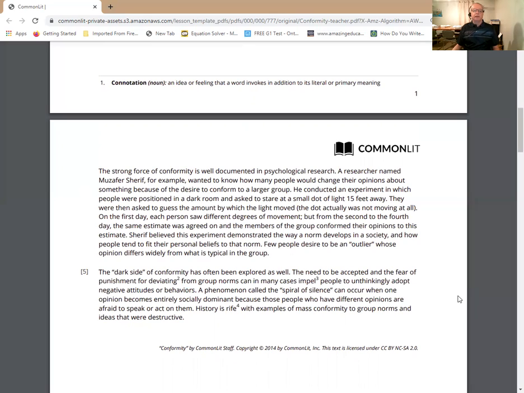The dark side of conformity has often been explored as well. The need to be accepted and the fear of punishment for deviating from group norms can, in many cases, impel people to unthinkingly adopt negative attitudes or behaviors. A phenomenon called the spiral of silence can occur when one opinion becomes entirely socially dominant because those people who have different opinions are afraid to speak or act on them. History is rife with examples of mass conformity to group norms and ideas that were destructive.